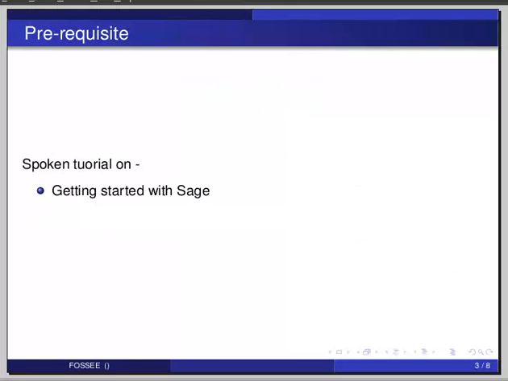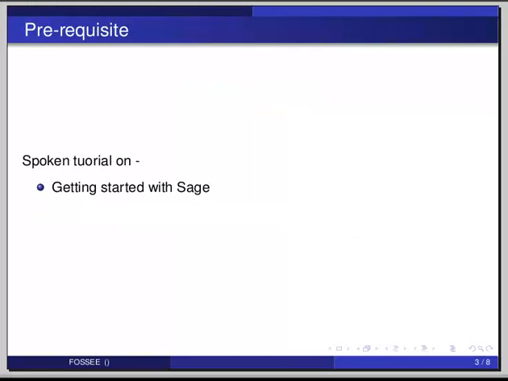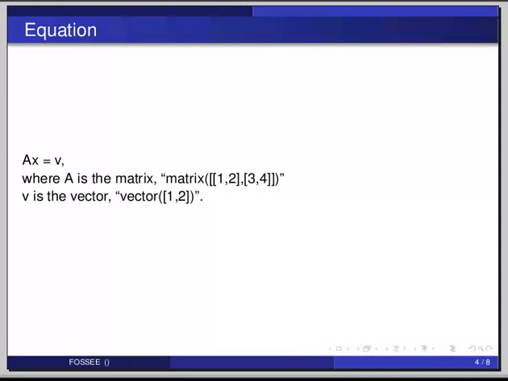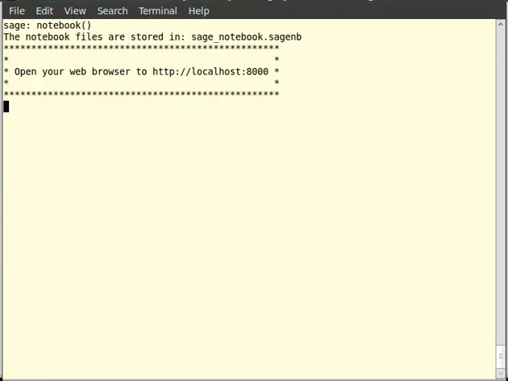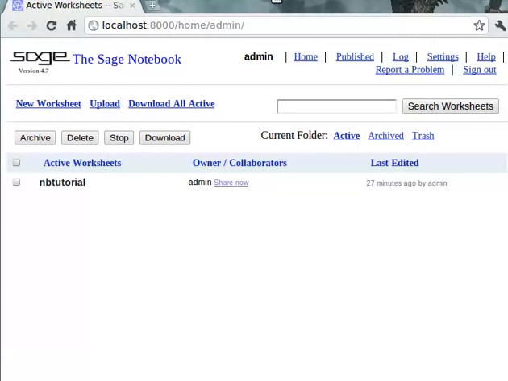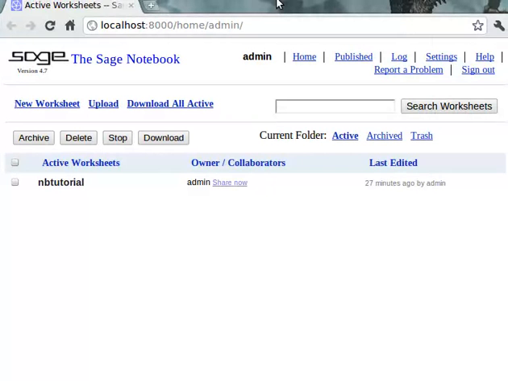Let us begin with calculus. We shall be looking at limits, differentiation, integration and Taylor polynomial. We have our Sage notebook running. In case you don't have it running, start using command. So you can type sage, then you can open the notebook.